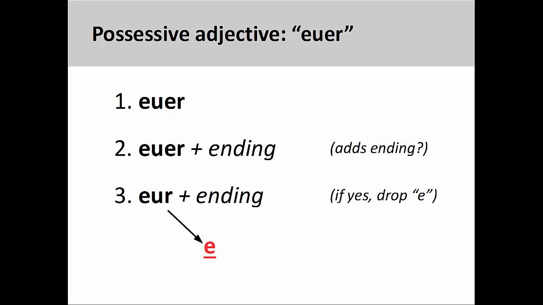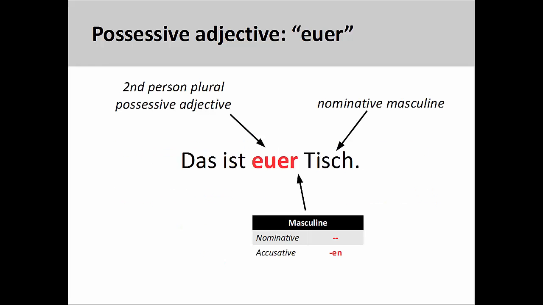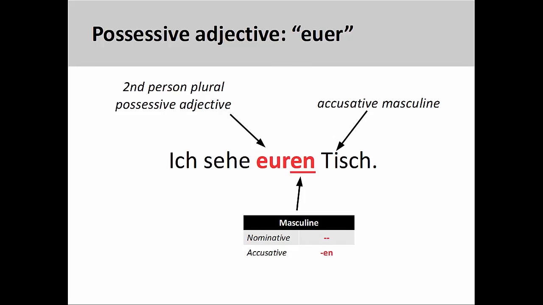The rule here is that if euer adds an ending when being declined, then the second e in the root will be dropped. So in this sentence, we don't remove e from the root since the possessive adjective modifies a noun that is the subject of the sentence. The adjective, therefore, is in the nominative case and does not take an ending. However, in this sentence, we remove e from the root since the possessive adjective modifies a noun that is the direct object of the sentence. The adjective must therefore have a masculine accusative ending.